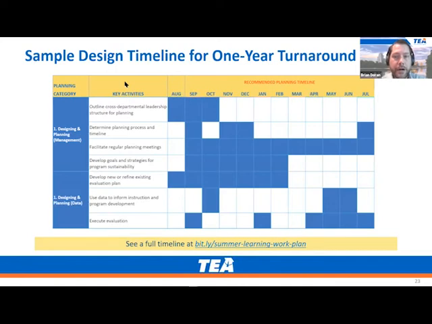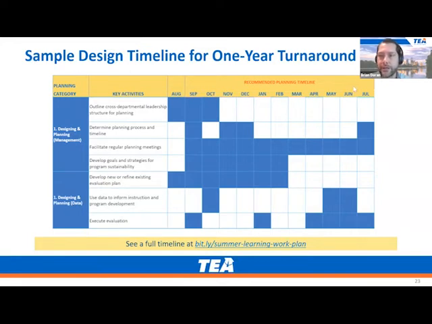We do have some resources out there right now more specific to summer. I encourage you to take a look at one in particular, which is the Summer Learning Work Plan. The goal of this work plan is to identify high-level components of what needs to happen over the course of a year prior to implementing a summer program. That can be found at bit.ly/Summer Learning Work Plan, the link that I believe Megan just threw into the chat.